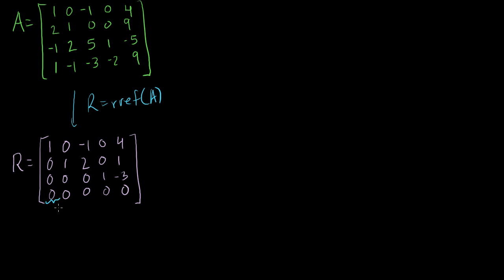So this is a pivot column. It has a 1 and all zeros. This is a pivot column, 1 and all zeros. And the 1 is the leading non-zero term in its row. And this is a pivot column. Let me circle them. These guys are pivot columns, and this guy's a pivot column right there.